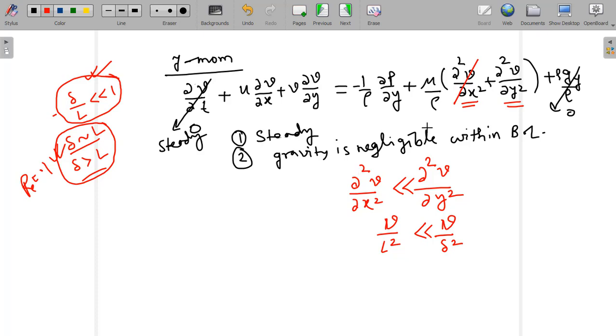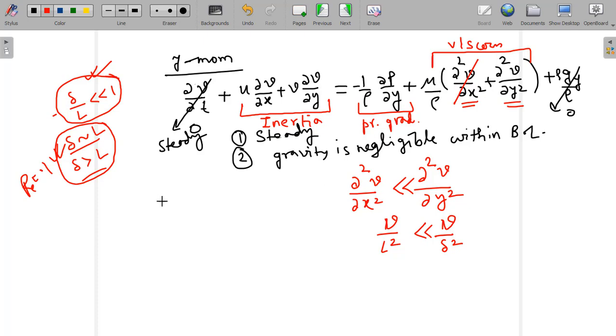This term is negligible, and what are the different terms here? This term is basically the inertia term, because it is the mass into acceleration term. This term is the pressure gradient term, and this term is the viscous term. Now these three kinds of forces are there in the equation.